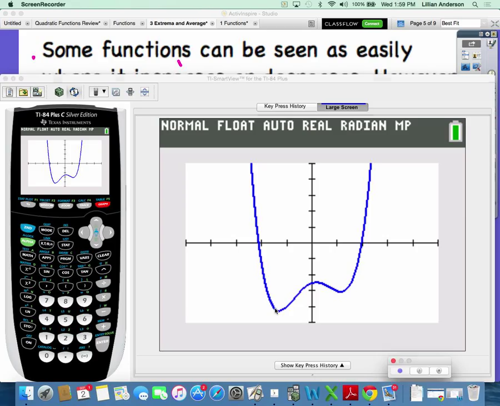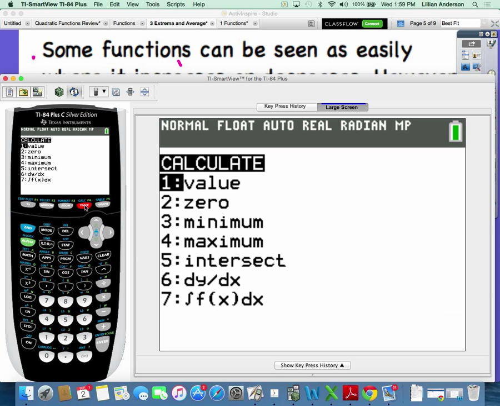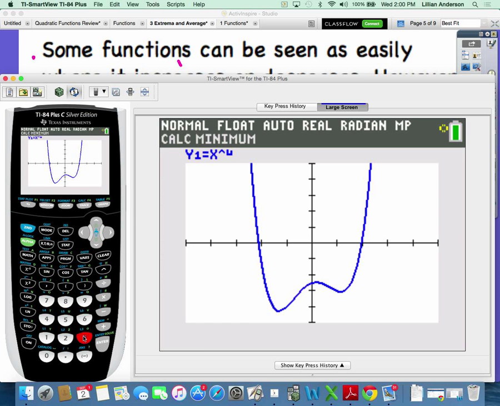So we press the second button, and we press the trace button. Trace button is located right beside the graph button. And you should get a list that says calculate. Right? Now we're gonna find that minimum, that absolute minimum. So we're gonna go down to the option that says minimum. You can arrow down and click enter on 3, or you can just press the number 3. And this should be on your screen. Are we still okay?